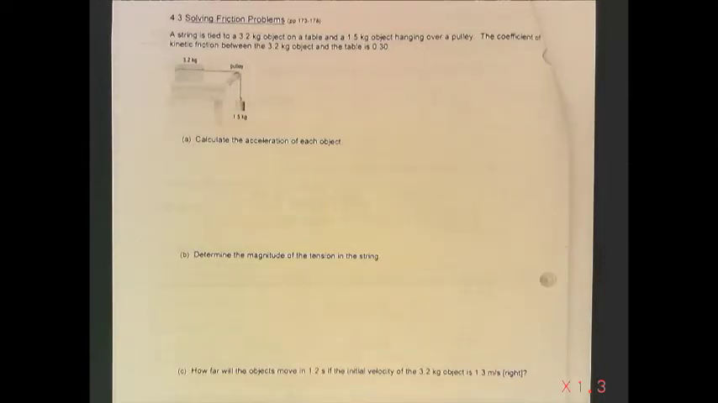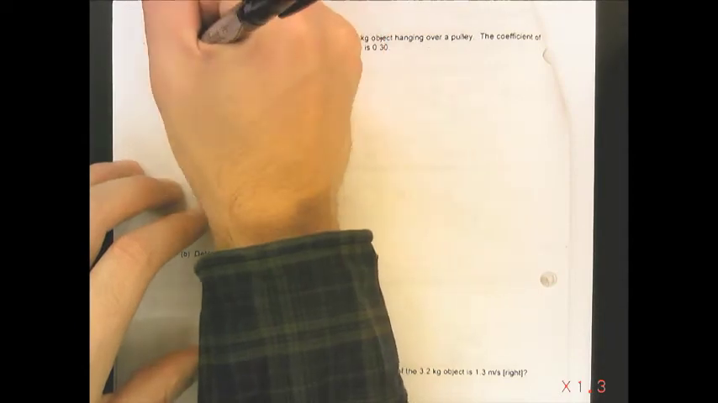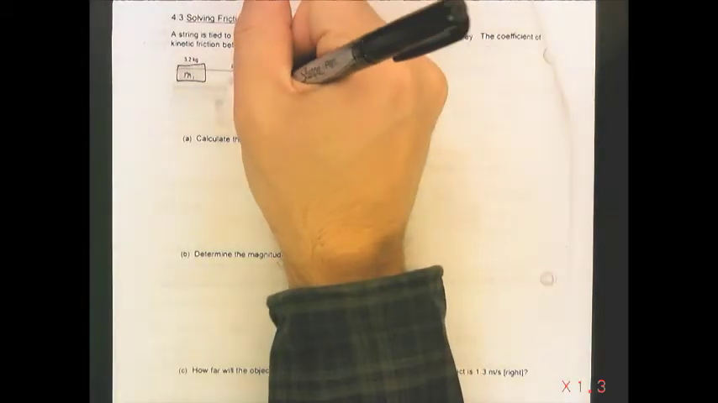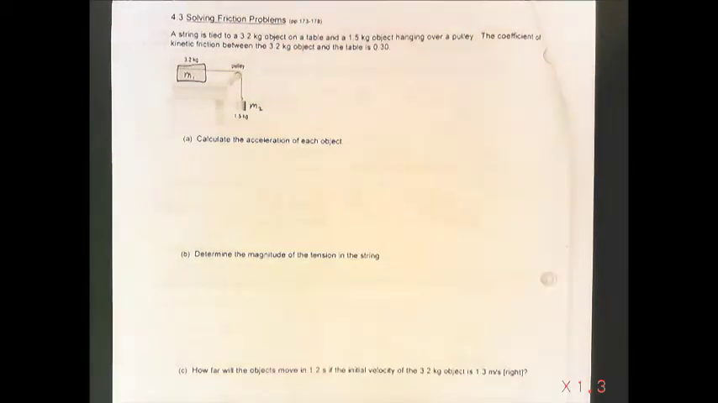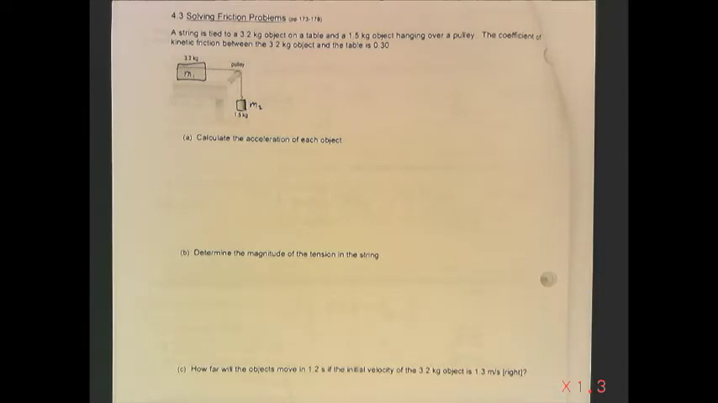In the example for 4.3, we have a sliding mass on a tabletop. We'll call this M1. It has a mass of 3.2 kilograms. And it's attached to mass 2 hanging from a string over a pulley that has a mass of 1.5 kilograms. We want to determine the acceleration of each object.